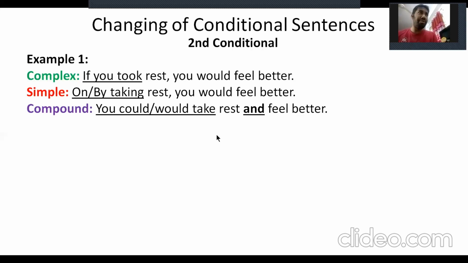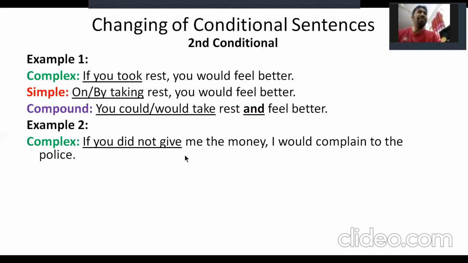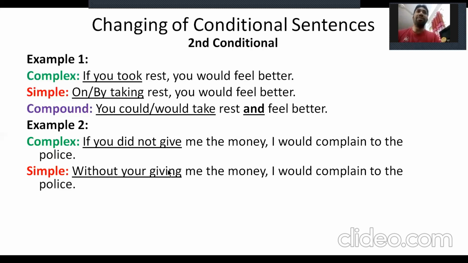Now let us move on to the negative example of second conditional. If you did not give me the money, I would complain to the police. So this is in negative form and it is complex. To make this sentence simple, we need to use without plus verb plus ing. So here the verb is give, so without giving. In the simple form, we'll use without your giving me the money, and the main clause will remain the same.